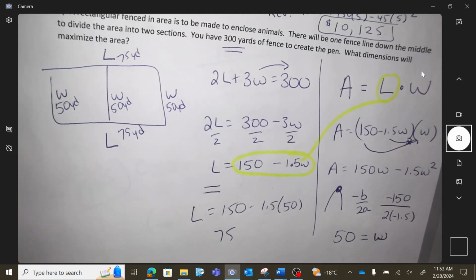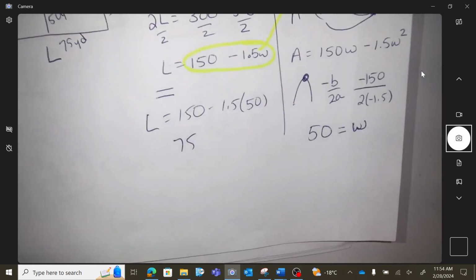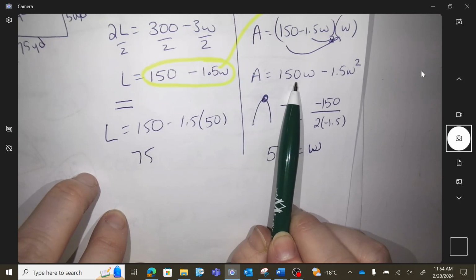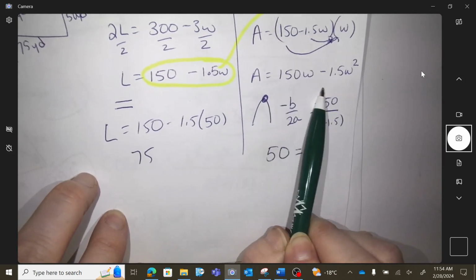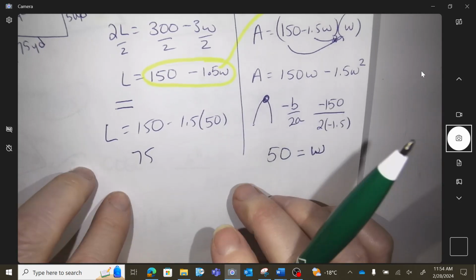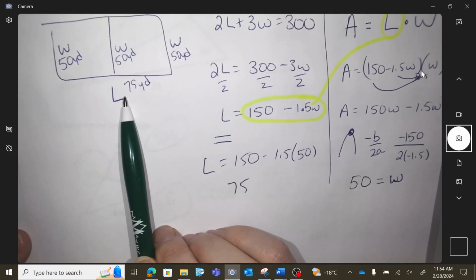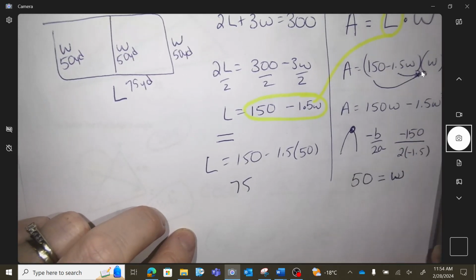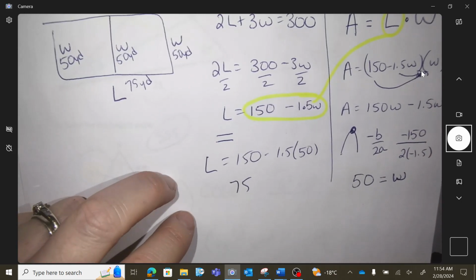What else could I ask you here? I could say, what's the largest area? What could you do to get the area? You could plug 50 into this line. Or, what's another thing you could do right now to get area? 50 times 75. That also would do it, like length times width, because you know them both, so you could just times them. Or plug in, they should give you the same number.